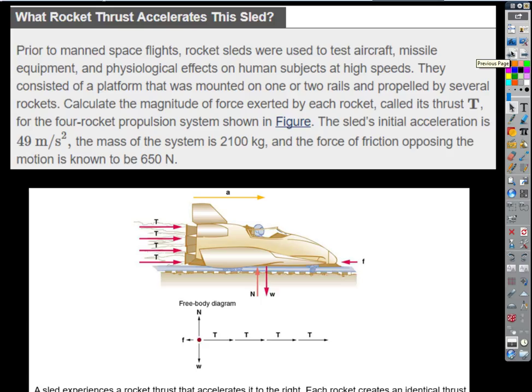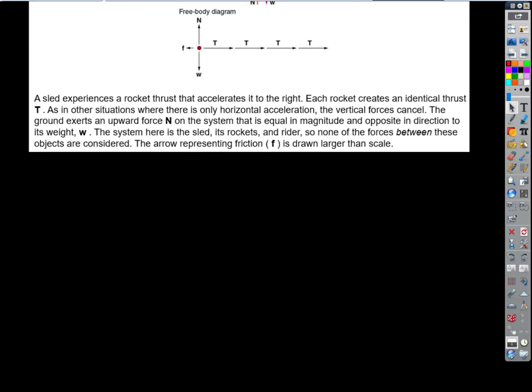We know that our net force, by Newton's second law, equals what?